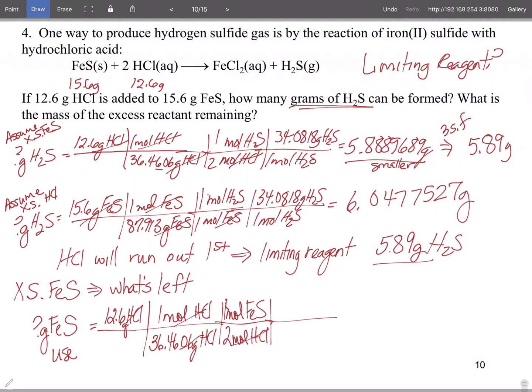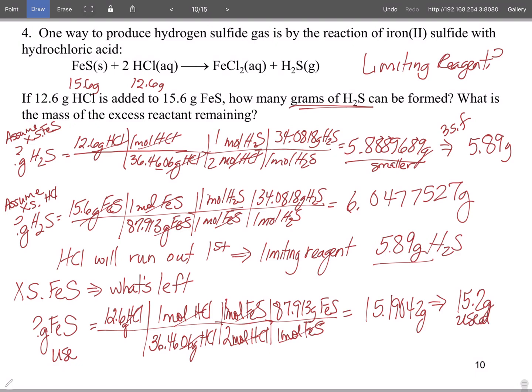Now the beauty of this particular problem is we've pretty much worked all the hard math like the formula units. So now we're moles. So 1 mole of iron 2 sulfide is 87.913 grams of iron 2 sulfide, which comes out equal to a whopping 15.19042 grams. Which, using significant figures, we use 15.2 grams were used. That wasn't the question. The question was, what is the mass remaining? So the remaining amount is equal to what you started with, which was 15.6 grams, minus what you used, which was 15.2. So that means I have a whopping 0.4 grams left.